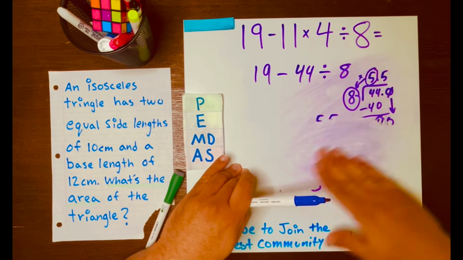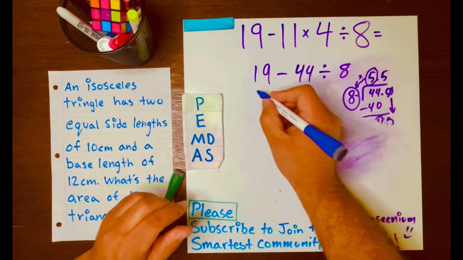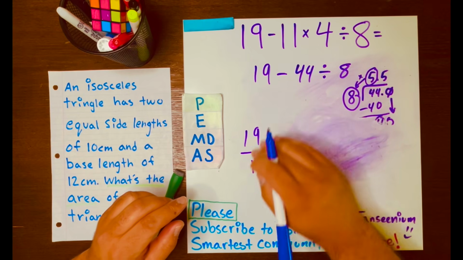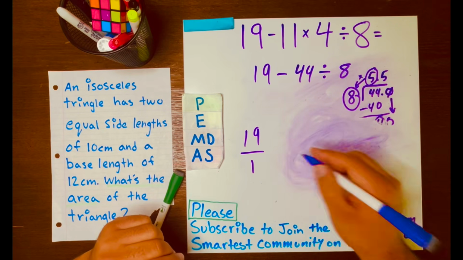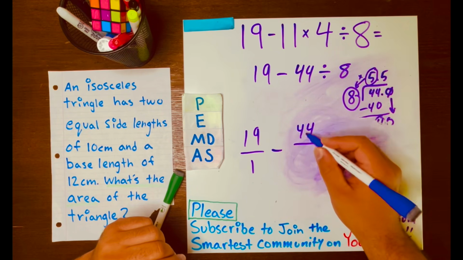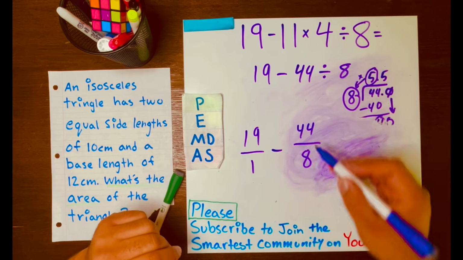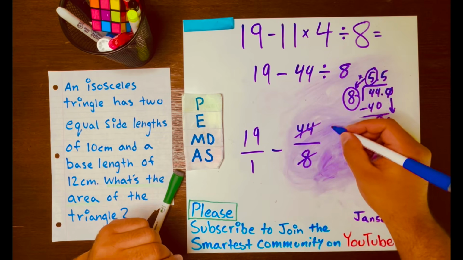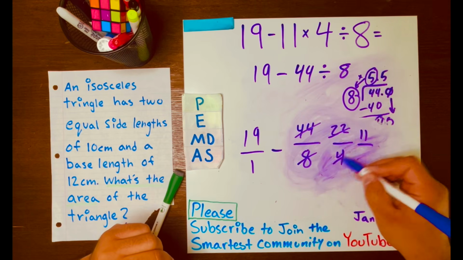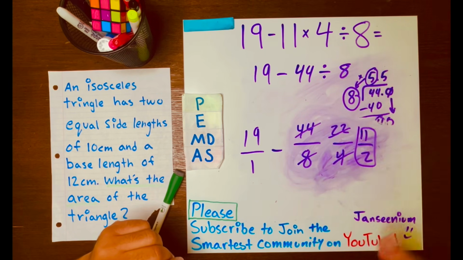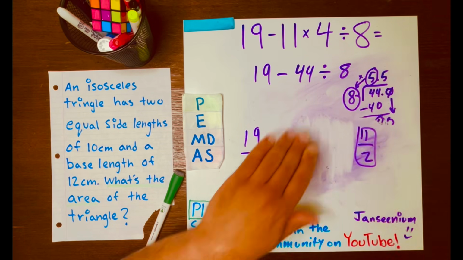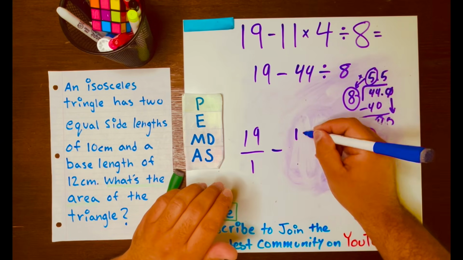So let me just use my hands to erase this. And then here's the butterfly method. You can turn this 19 into a fraction, so 19 over 1 does not change the 19. Minus, you turn this 44 divided by 8 into a fraction, so 44 over 8. And you can break this down further. Half of 44 is 22, half of 8 is 4, half of 22 is 11, and half of 4 is 2. And now you have 11 over 2. It's great when you can break these numbers down to smaller numbers. Easy math.